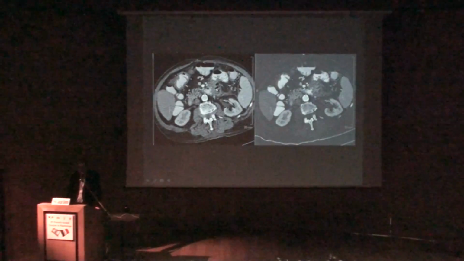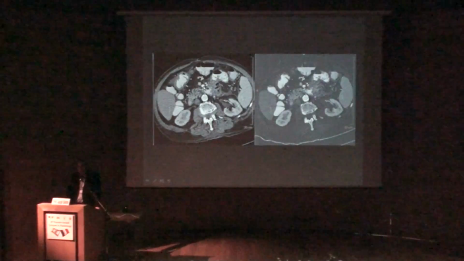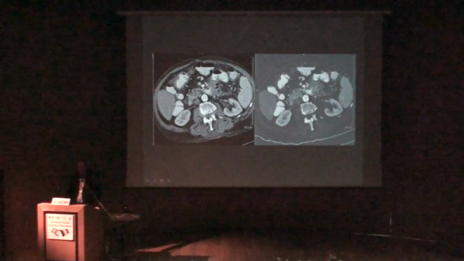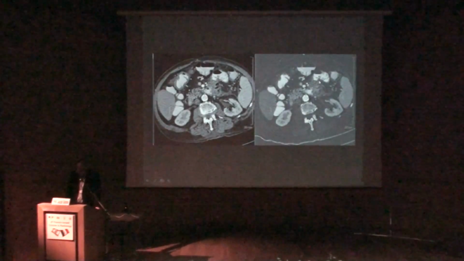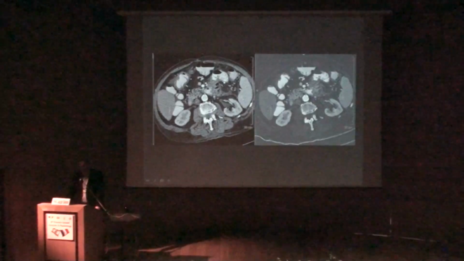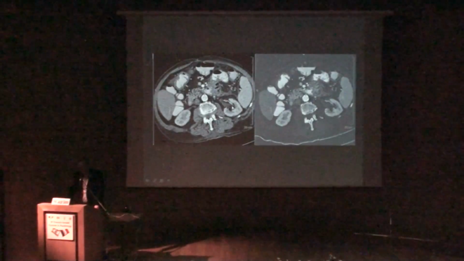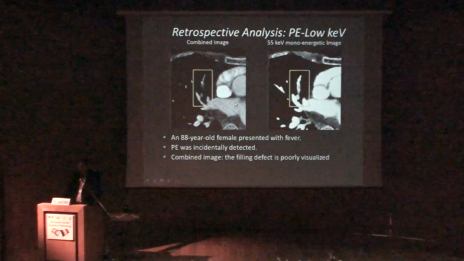Another case of showing the SMA, and here we see the SMA with blooming artifact. With the iodine image, we can see the flow, and in this case, it was a patient with ischemia with some bowel necrosis and perforation, and we could evaluate the blood vessels adjacent to it.